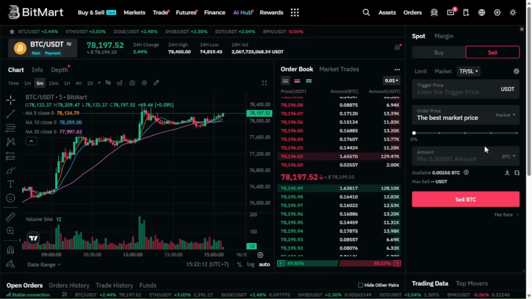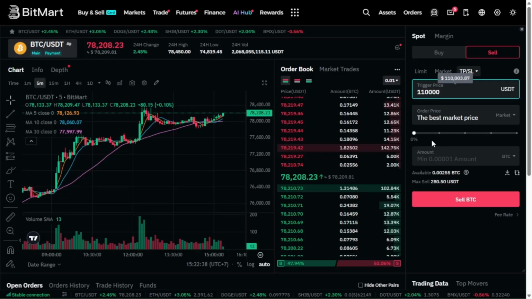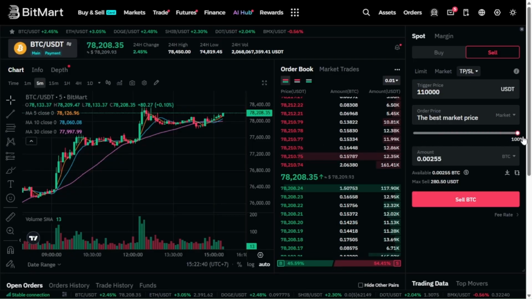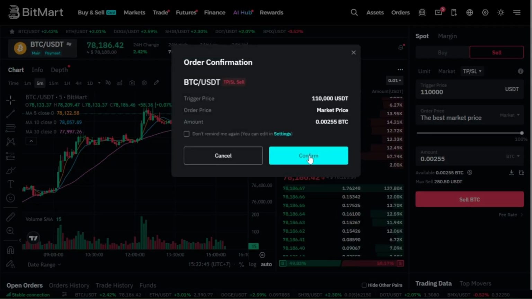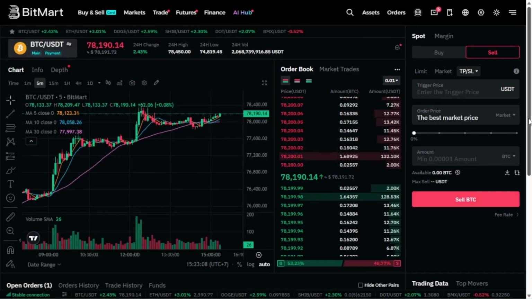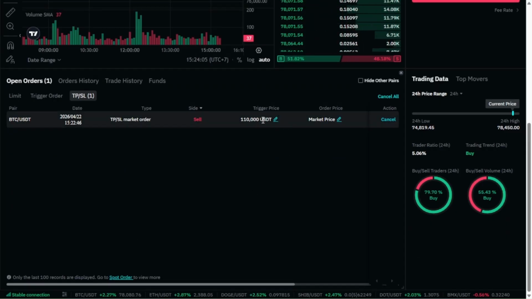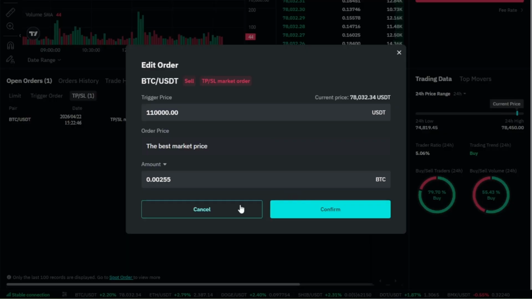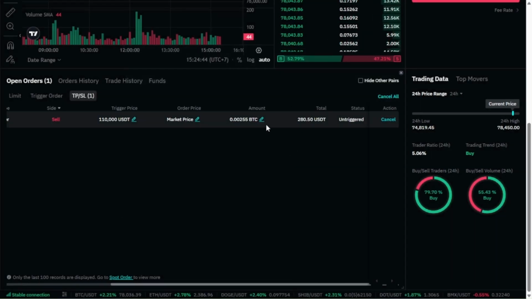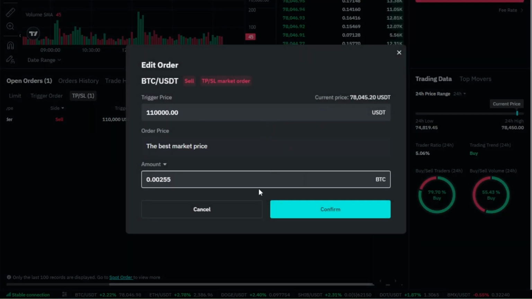Right now, Bitcoin is trading at around 78,200. If Bitcoin, let's say, hits 110,000, I want to fully sell out of my position, locking in my profits. We can execute this order. And down below under open orders, we can see our take profit. Here we can change the trigger price by clicking on this icon. We can also, scrolling to the right a little bit, change the size of our order.